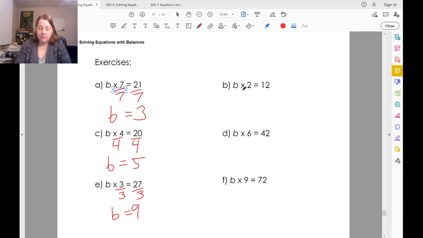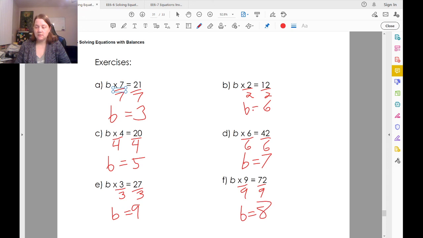Letter B, divide by 2 on each side. B equals 6. Letter D, divide by 6. B equals 7. Letter F, divide by 9, and you get B equals 8.